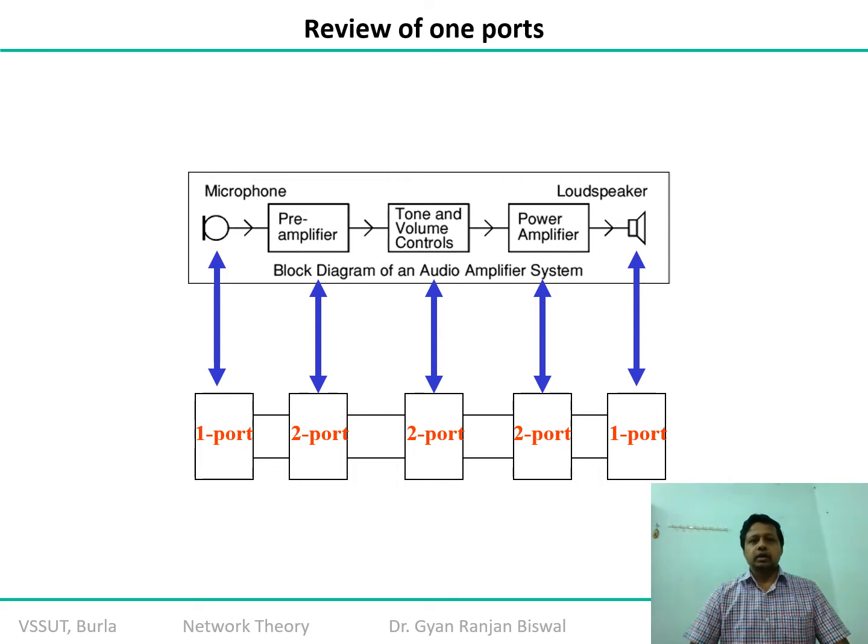Here a demonstration is given of an audiovisual system, primarily an audio amplifier. In an audio amplifier, the input signal passes through a microphone. The microphone is primarily used to convert audio or voice into an electrical signal. So typically it is a one-port network. Then there are certain intermediate stages, as mentioned: the pre-amplifier, then the tone and volume control.